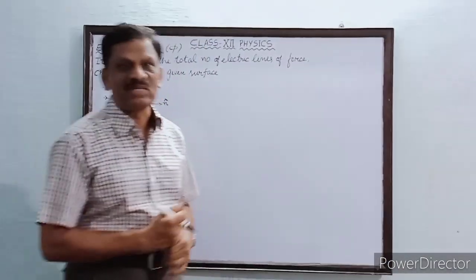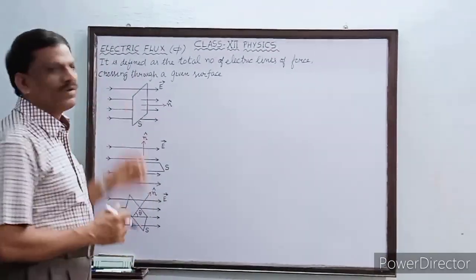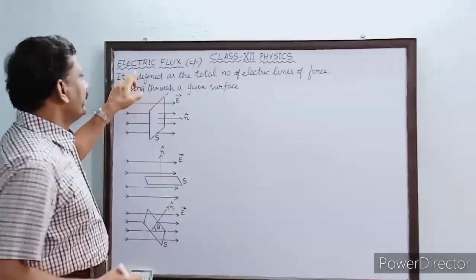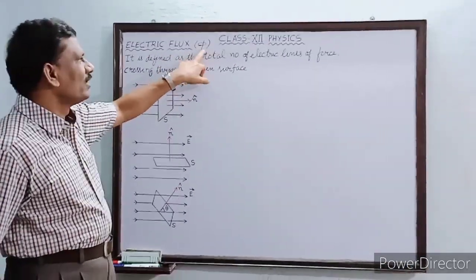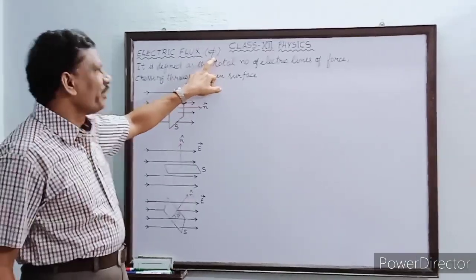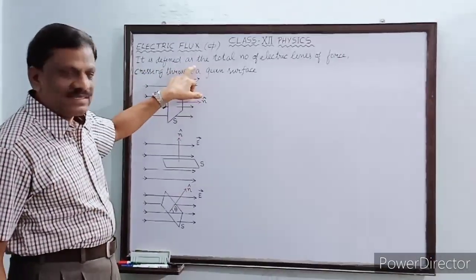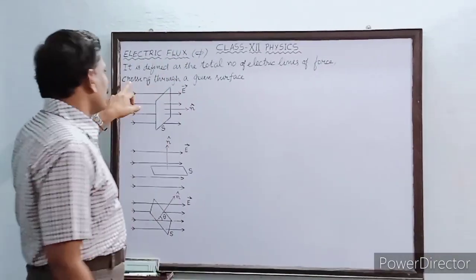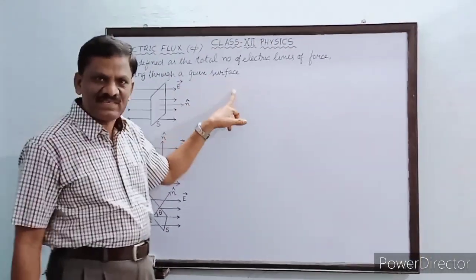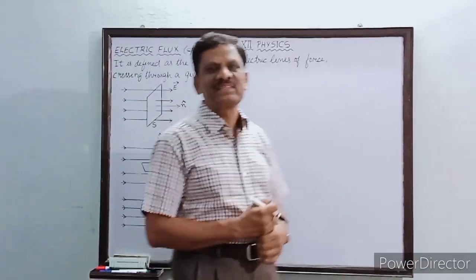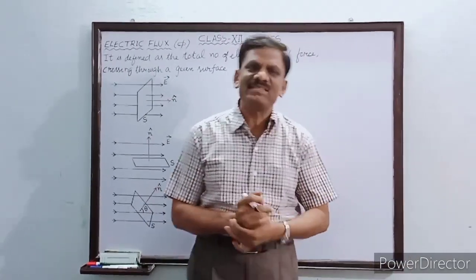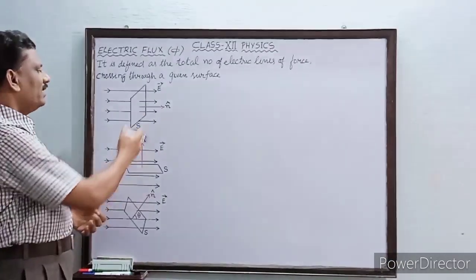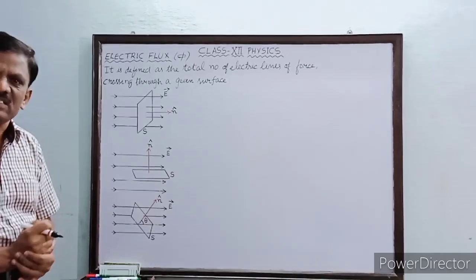My dear students, today's topic is electric flux. Let us first define what electric flux is, and then we will try to understand it. Electric flux is denoted by the Greek symbol phi. It is defined as the total number of electric lines of force crossing through a given surface. As I told you, flux lines are nothing but the electric field lines which are passing through a given surface. Now let us take this picture and understand.